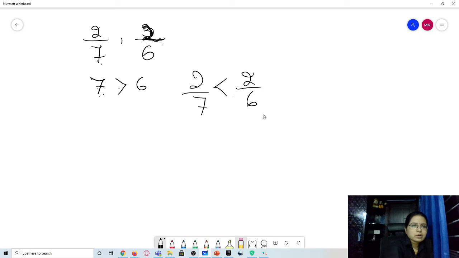In unlike fractions, if the first denominator is greater than the second denominator, then the fraction is smaller. Here 7 is greater than 6, so 2 divided by 7 will be less than 2 divided by 6, or 2 divided by 6 is greater than 2 divided by 7. 6 is the smaller denominator, and the smaller denominator gives the bigger number. So 2 divided by 6 is the greater fraction than 2 divided by 7.